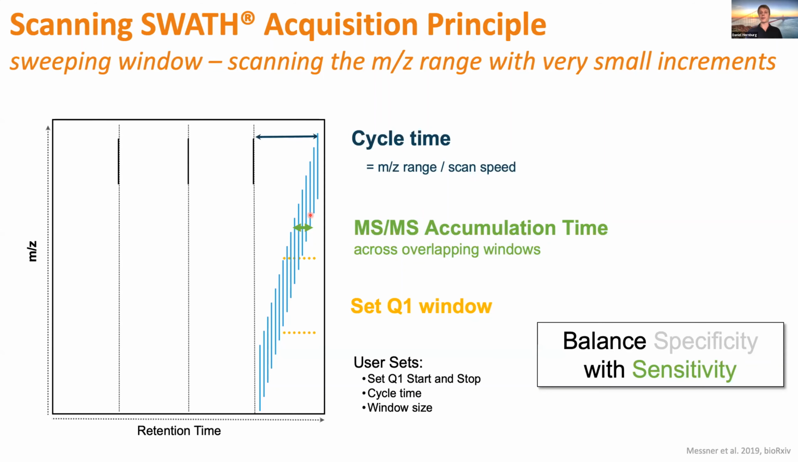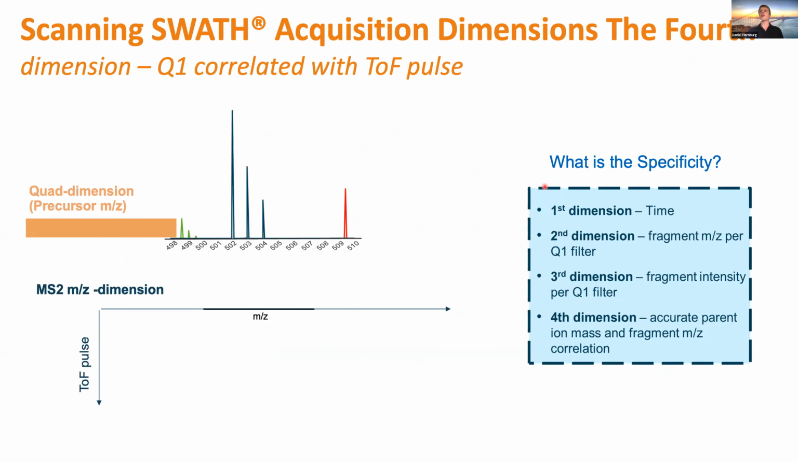So in order to understand that, let's quickly talk about specificity in general. Where do we get that from in a swath analysis? First of all, we have, of course, a time dimension, which basically tells us where in the chromatogram a certain feature elutes. Then we have a fragment m/z per Q filter. That basically means we have a certain area we isolate, and we know that the precursor has to be somewhere in that area, which links back to the complexity question and challenge I raised before.